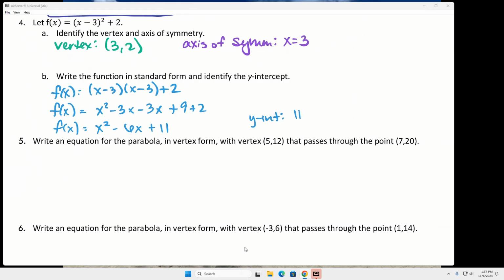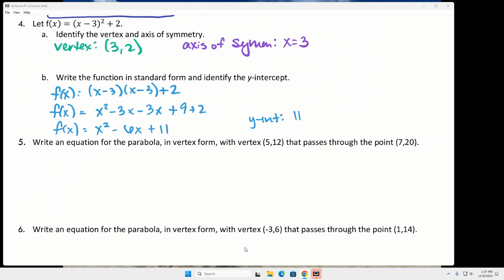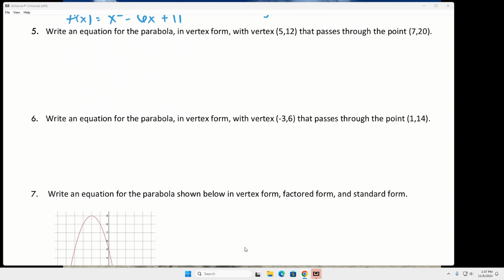All right, and so 5 through 8 is kind of the reverse of what we just did. We had the equation and we gave characteristics. This time we're going to be giving characteristics and we're going to give the equation that has those. And so if yesterday you didn't really like having to guess and try different numbers to find your equation, this is how we do it algebraically.